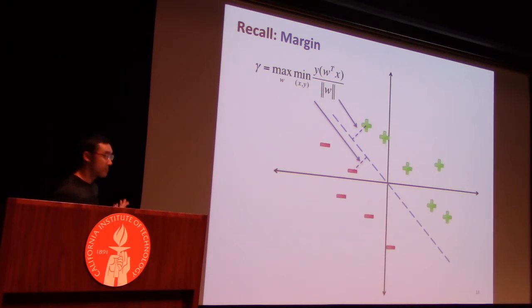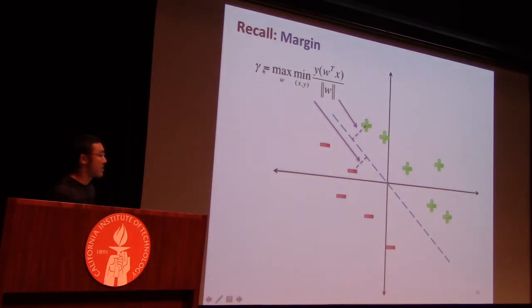And another concept is the margin. For any hyperplane that separates the data, the margin is simply the distance of the closest point to the hyperplane. And the achievable margin of a data set is the maximum possible margin you can achieve. This is the closest point to the hyperplane. We maximize over all possible hyperplanes. This is the achievable margin of this training set.